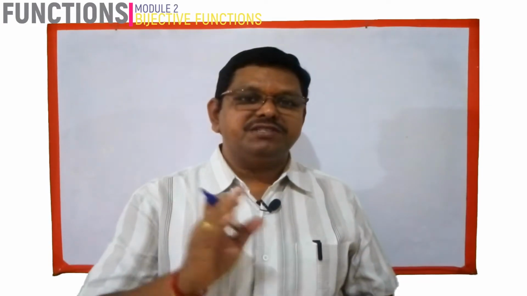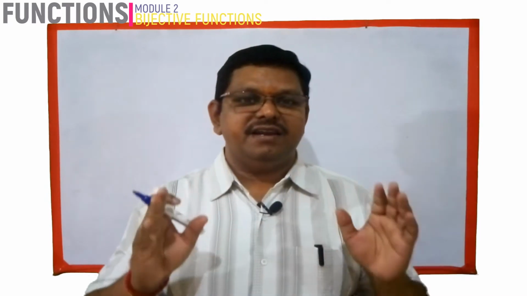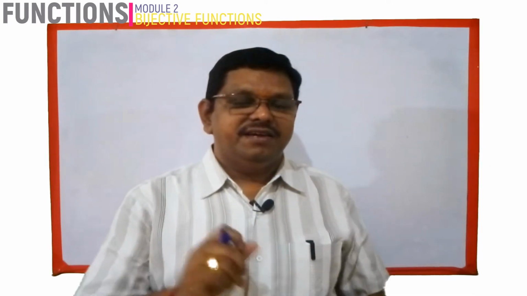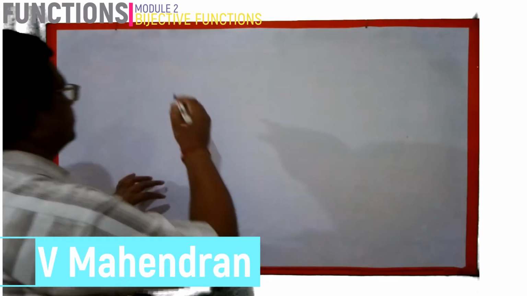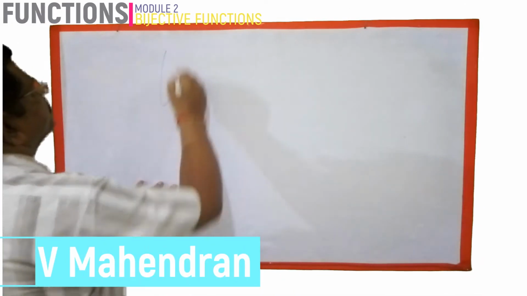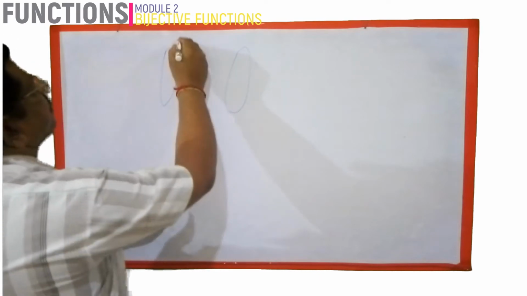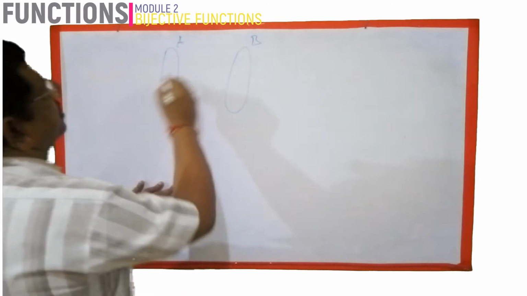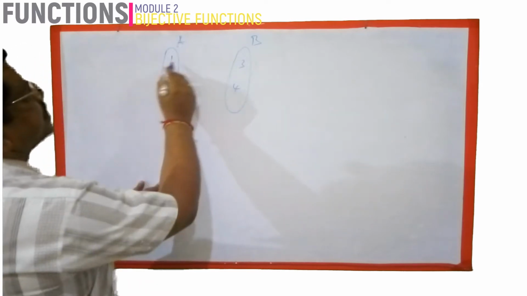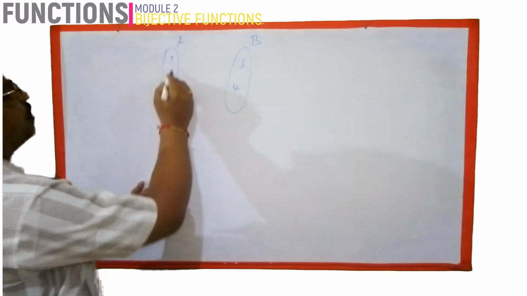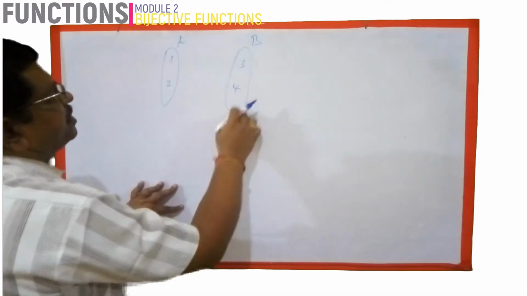Hi students, in this module we are going to discuss the bijective function, many-to-one function and into function. Here I will show you some examples of relations. We have two sets A and B. The elements present in A are 1, 2 and the elements present in B are 3, 4.